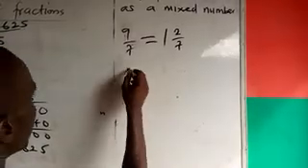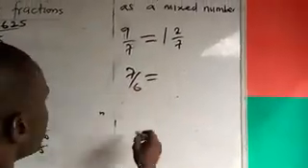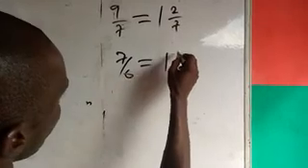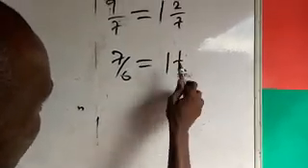Now, we can as well change the other one. 7 over 6. It means that 6 people sharing 7 is going to be 1, remaining 1 over 6.